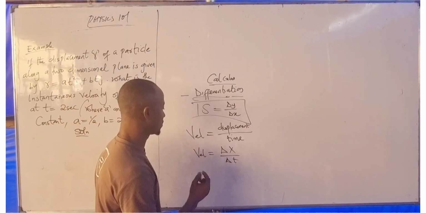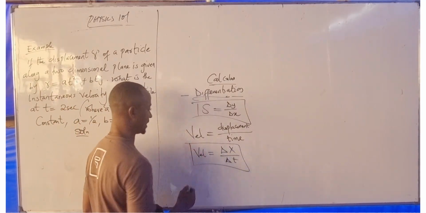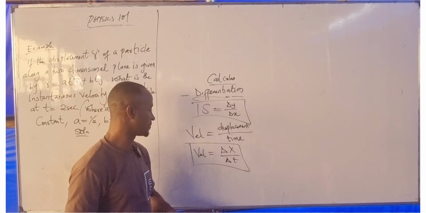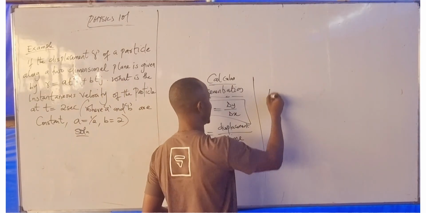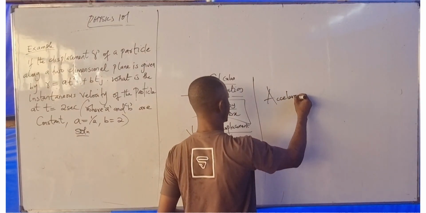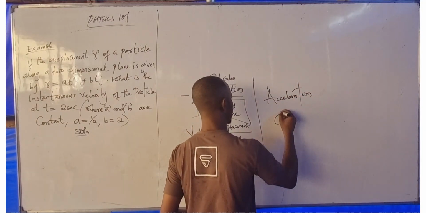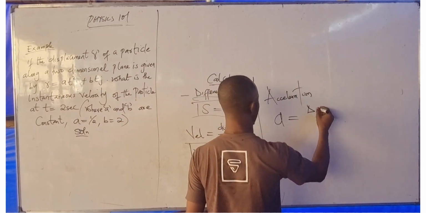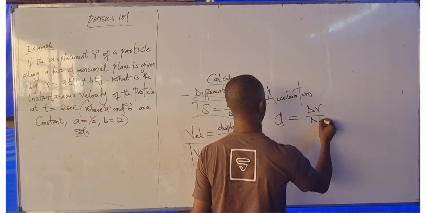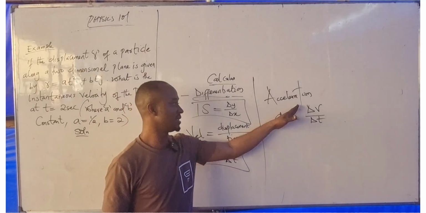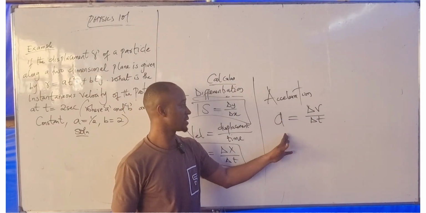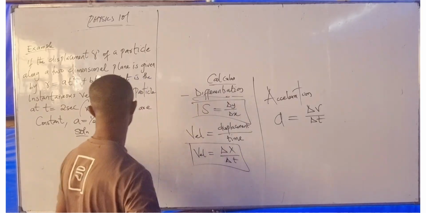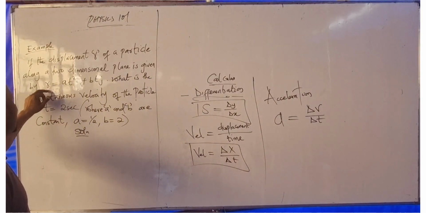Now, just know that velocity, from the formula we stated, equals change in displacement over change in time. There's what we call acceleration. Acceleration is a, which is equal to change in velocity over change in time. Meaning when we differentiate the velocity with respect to time, that will give us acceleration. You will need this concept to be able to solve this problem.